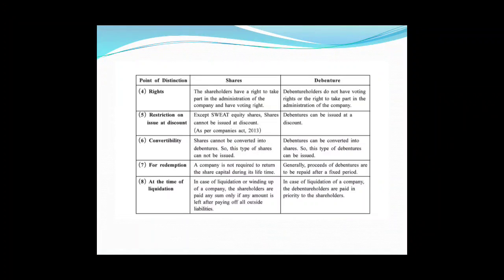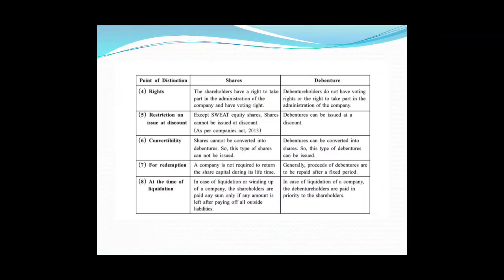Next, rights. Friends, shareholders have the right to vote. Debenture holders do not have any right to vote or to take part in the administration of the company. Okay, why? Because shareholders are the owners and debenture holders are the creditors. The shareholders have a right to take part in the administration of the company and have voting rights. Debenture holders do not have voting rights or the right to take part in the administration of the company.